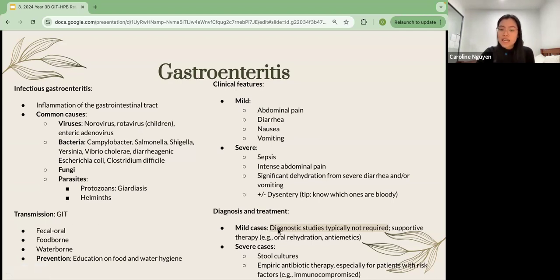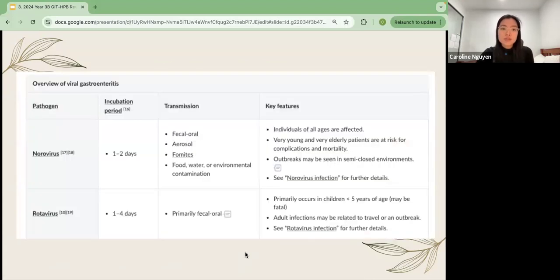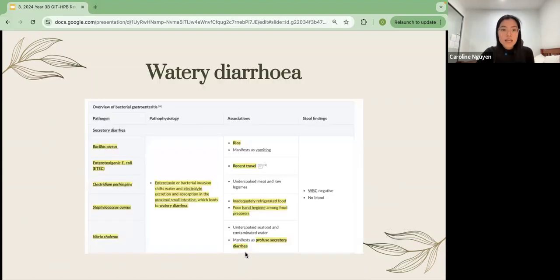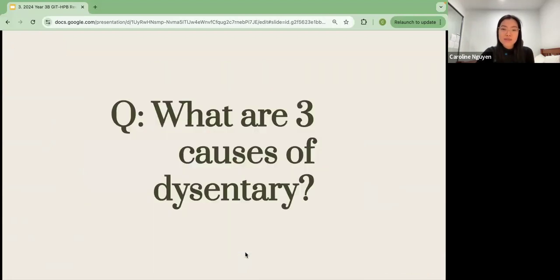We don't really take stool samples. Sometimes we might if we want to give antibiotics, or sometimes if we think it might be something abnormal, such as like worms in travelers and whatever. But in general, we just treat it symptomatically. So remember, norovirus in adults, rotavirus in kids. And we need to differentiate between watery diarrhea and bloody diarrhea. So I'll ask that later.